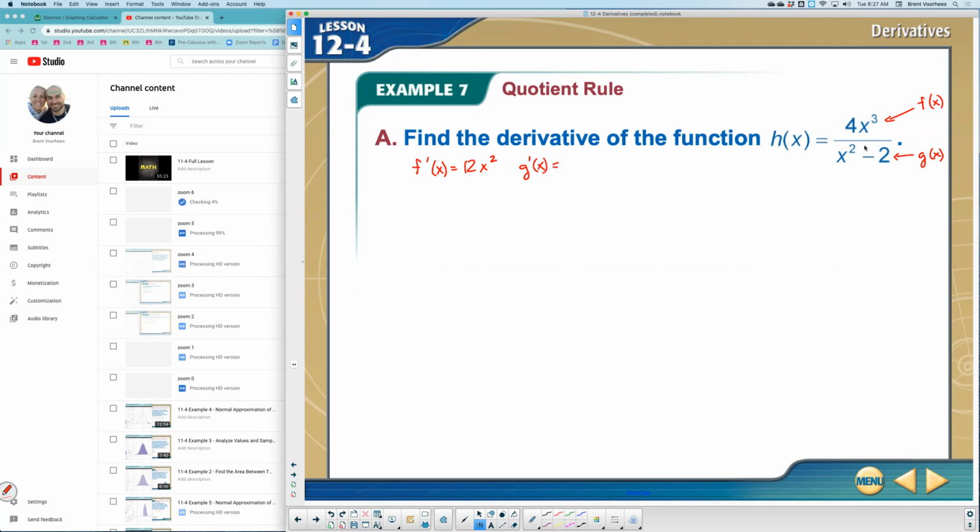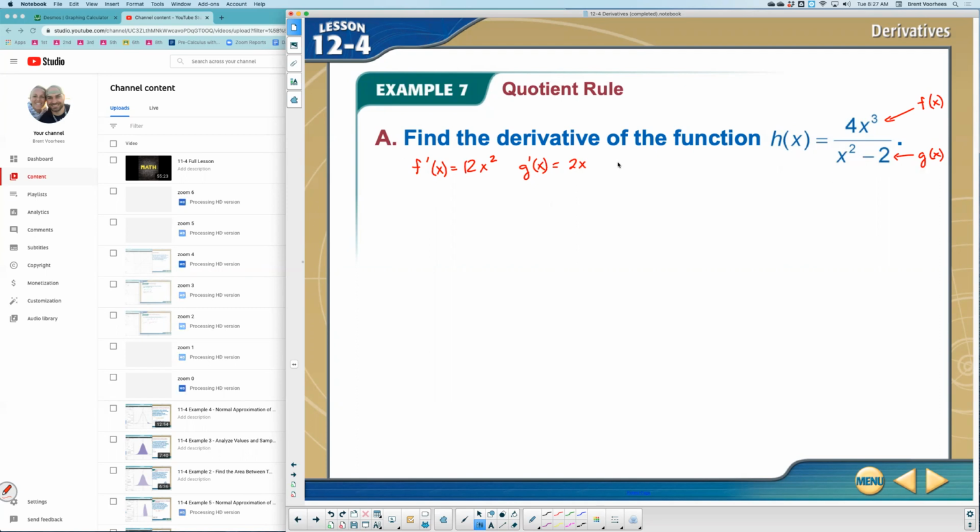And now let's find g prime. G prime will equal, we take the 2 here, the power, and multiply in the front, and right now we only have 1x squared. So the coefficient 1 would multiply with 2. So we have 2x, and the power of 2 minus 1 is 1. So you don't even have to put the 1. The constant disappears. So here's my derivative.